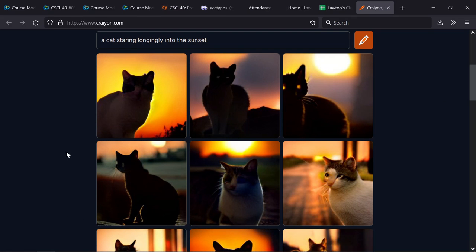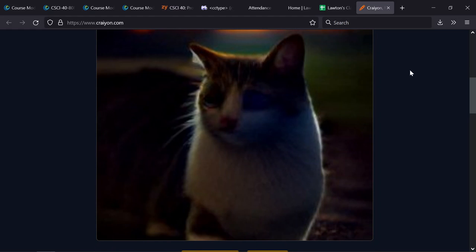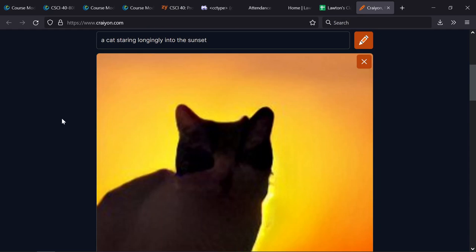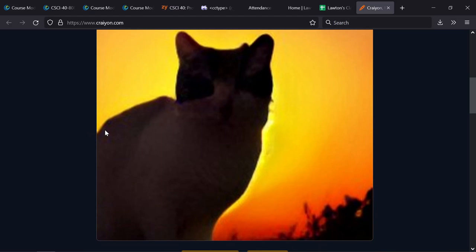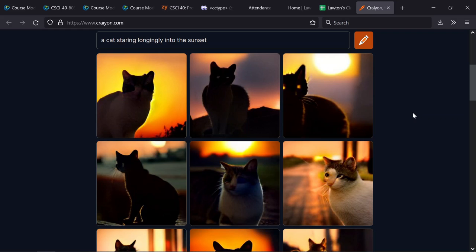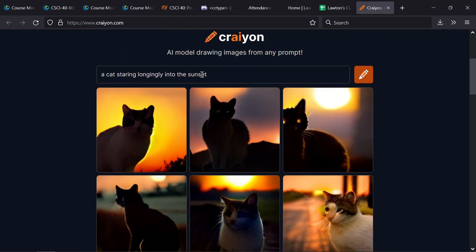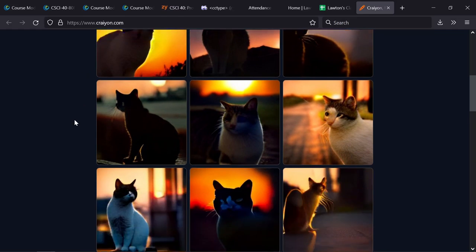Look at how cute this is. Little cat staring into the sunset. None of these pictures exist. Some of them are a little creepy, but none of these pictures are real. It's coming up with them. That one's not staring in the right direction. Maybe that's the best one. And people are saying that this is going to ruin artists, that it's going to make artists not need to be artists anymore or something like that, which is probably not true. But this can legitimately take your text and draw a picture from it.